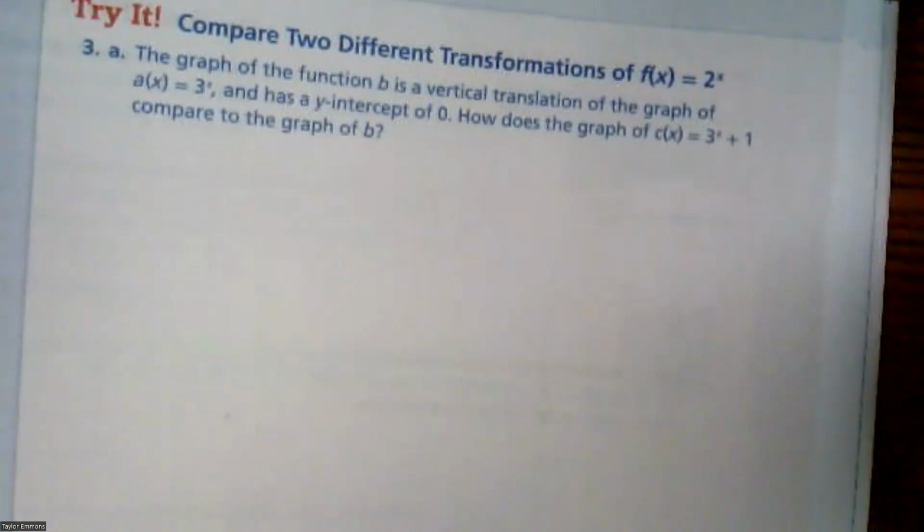Okay, so it says the graph of function b is a vertical translation of a graph and has a y-intercept of 0. How does the graph 3 to the x plus 1 compare to the graph of b? So how does the graph compare? Does it go to the right or left? Is that the right word? Is it in that exponent?